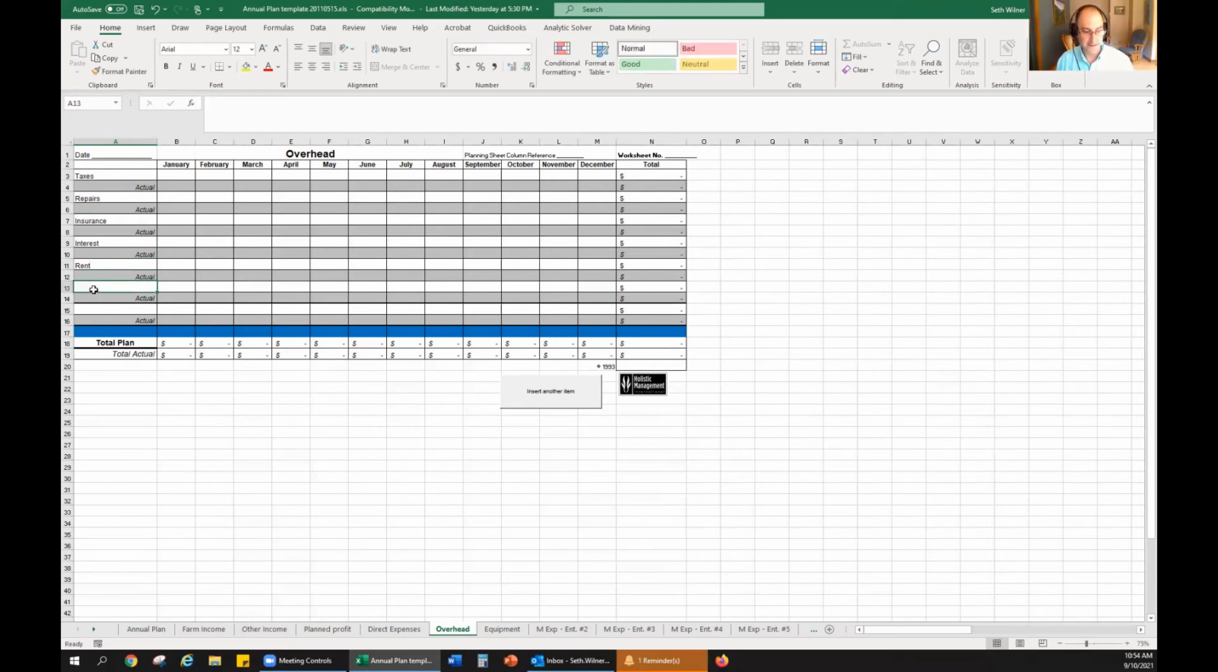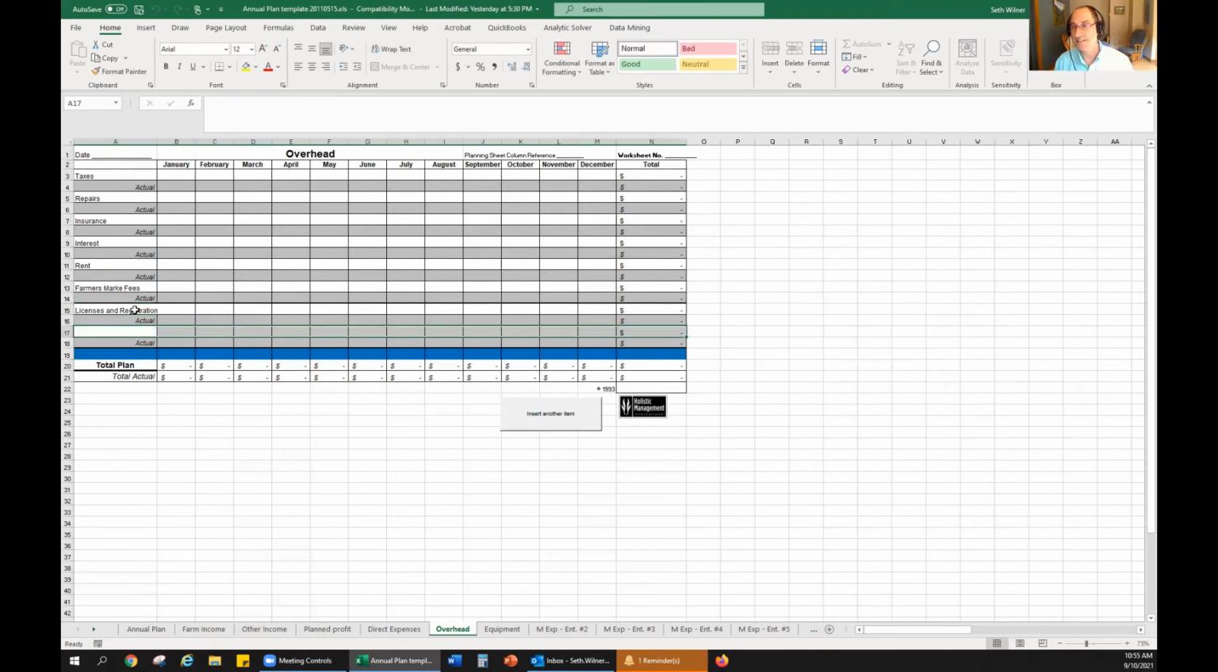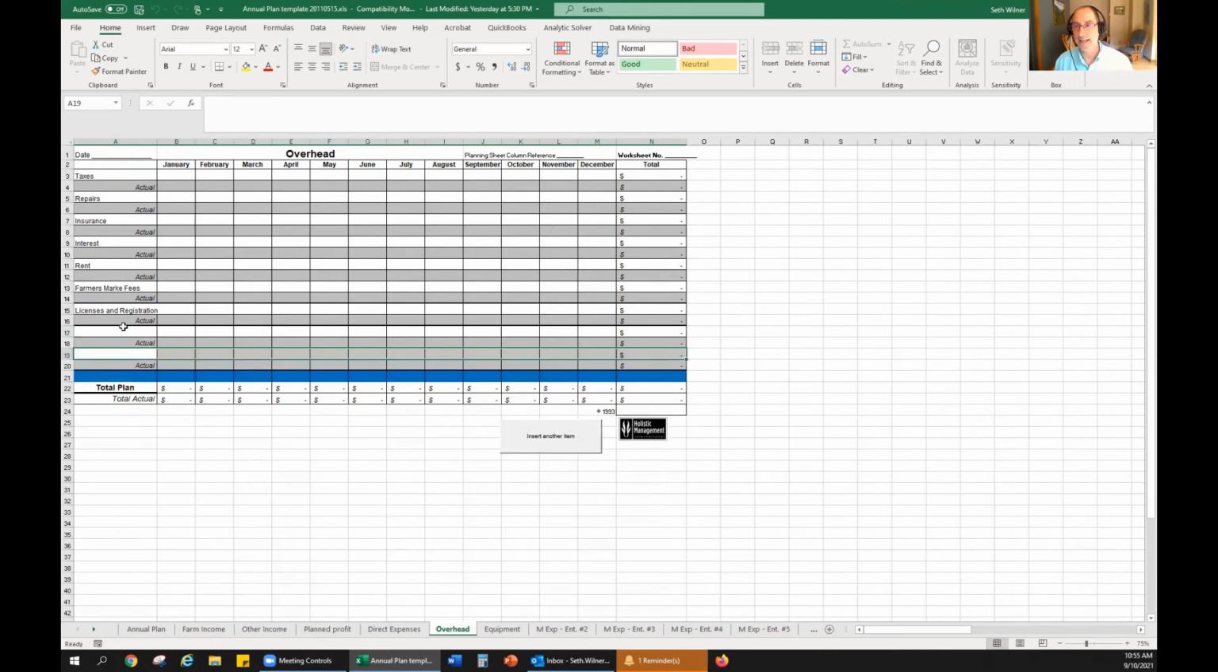If you're renting land, farmers market fees, likely to go on your overhead. Any licenses, and so if you're organically certified, things to that effect, licenses and registration. So maybe you need a pesticide license, things to that effect. Notice how I hit this button to add more. So those are the things that would go on your overhead.